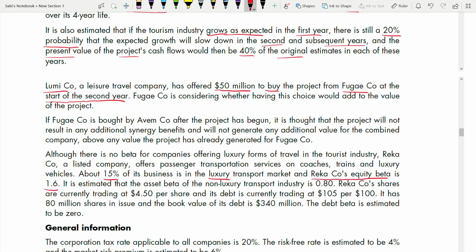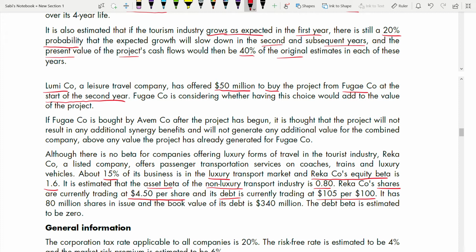It is estimated that the asset beta of non-luxury is given to you, not luxury. You have to find the asset beta of luxury. Reka's shares are currently trading at 4.5 per share, and its debt is currently trading at 105. First, for Reka, use its capital structure, find the asset beta, then adjust it for your company and find the asset beta, and then equity beta, and then of course cost of equity. It has 80 million shares in issue.